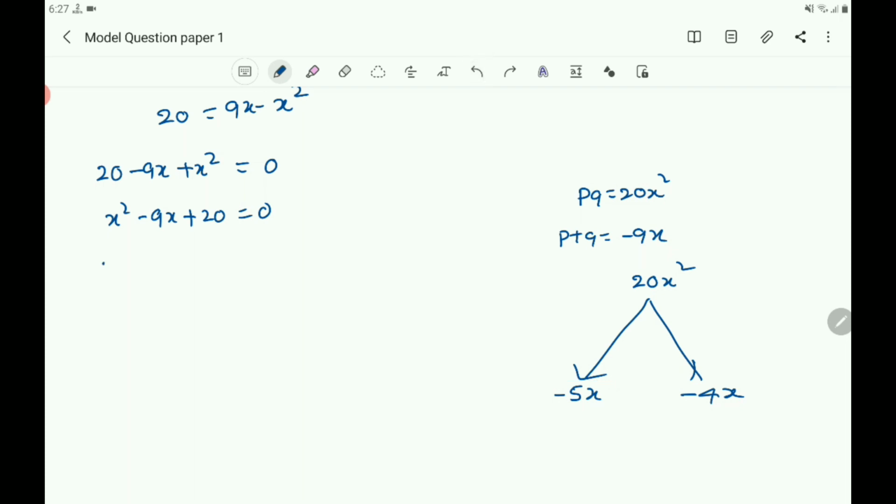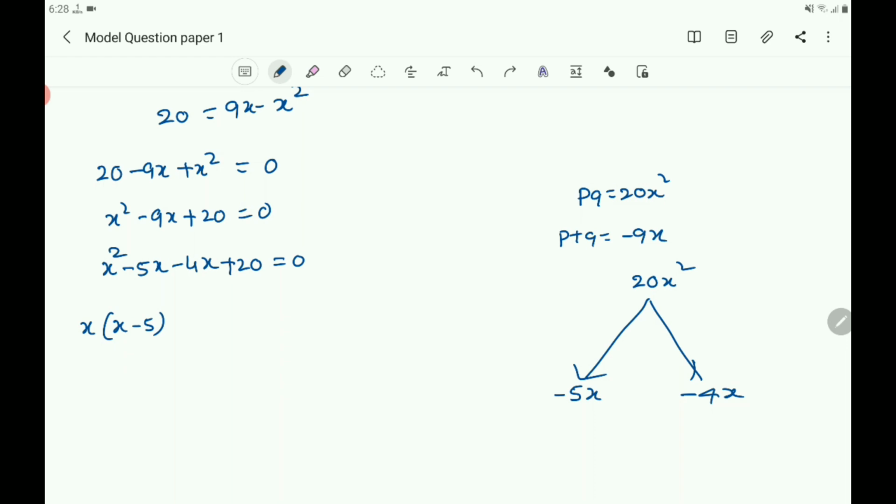Then you write x square minus 9x as minus 5x minus 4x, so x square minus 5x minus 4x plus 20 equals 0. Then you factorize it. You remove the common. What is common here? x is common. In the bracket, what are you going to get? x minus 5. That is x into x, you will get x square, and x into minus 5, you will get minus 5x.